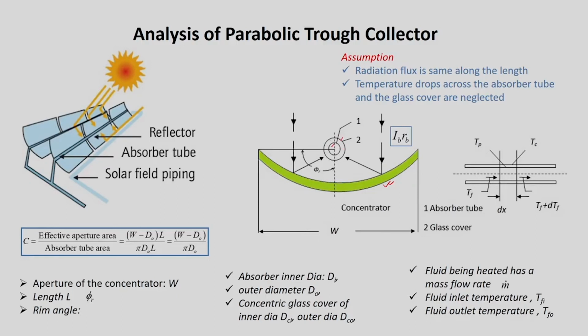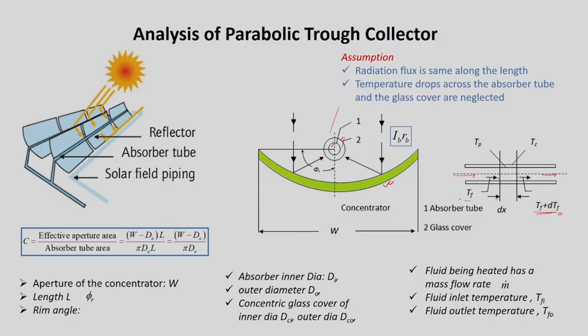If we consider a section, this is the tube through which the heat transfer fluid flows. If we take the length of the tube, starting from x equal to 0 here, and take a section dx, the fluid is flowing through this tube. At this point the fluid temperature is Tf, and at this point the fluid temperature is Tf plus dTf.